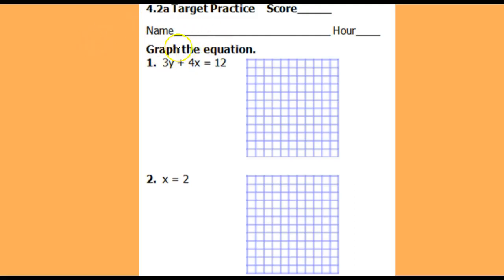Alright, welcome everybody. Today we're going to start off with our target practice. We're just going to go over it real quick. So the first problem says graph the equation 3y plus 4x equals 12.